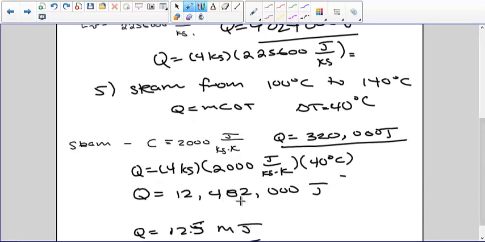And then if you add all the numbers together, so if you add the energy required to heat the ice up to freezing, to melt the ice, to heat the water up from 0 degrees C to 100 degrees C, the energy required to boil the water, and the energy to superheat the steam to 140 degrees C, you add all those 5 numbers together and you get 12,484,000, which is where it's nice to have prefixes multiplying. So it's 12.5 million, so it's 12.5 megajoules.